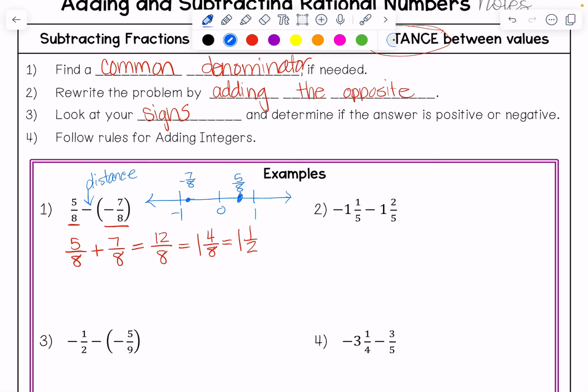And so when I think of the distance between these, that shows you why you end up, so the distance from negative 7/8 to 0 is 7/8, and then you end up adding on that 5/8 distance as well, from 0 to 5/8. So just another reason why this adding works, okay?